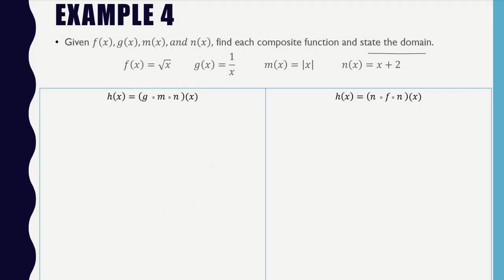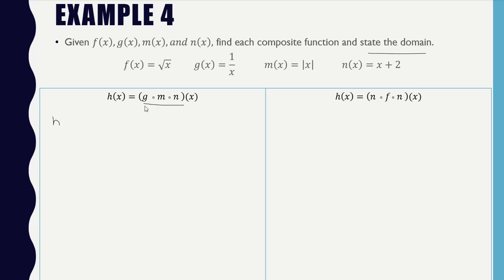Given f of x, g of x, m of x, and n of x, find each composite function and state the domain. So f of x is equal to square root of x, and we've got g of x, and all of these have been listed for you. Some are reciprocal functions, some are absolute value, some are radicals, and some are just linear. What's a little bit different here though is we actually have 3 different functions.